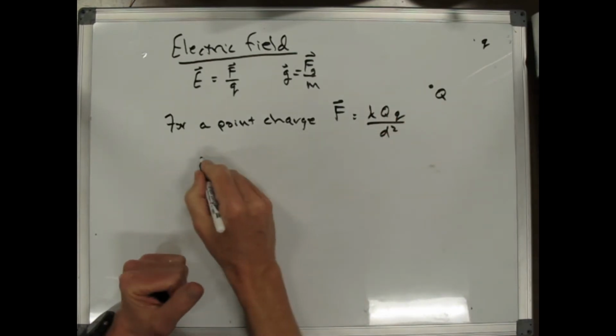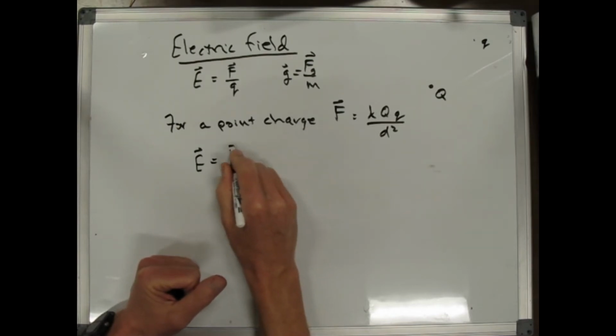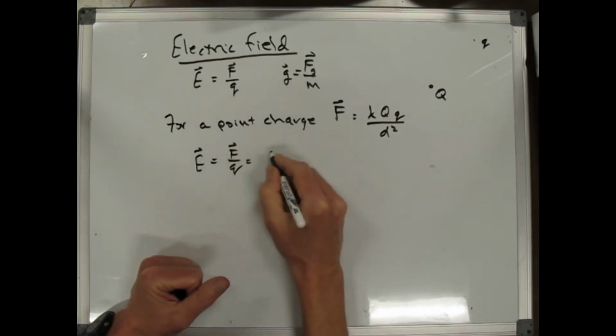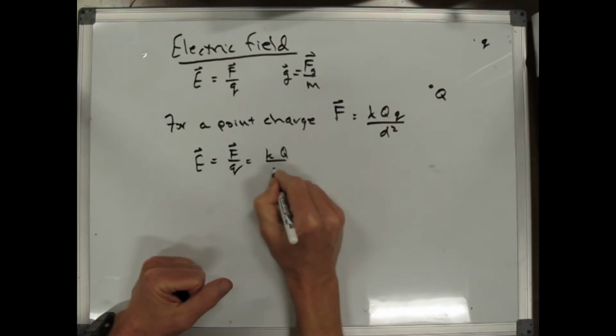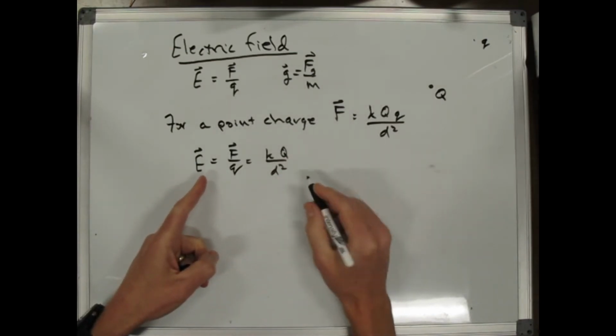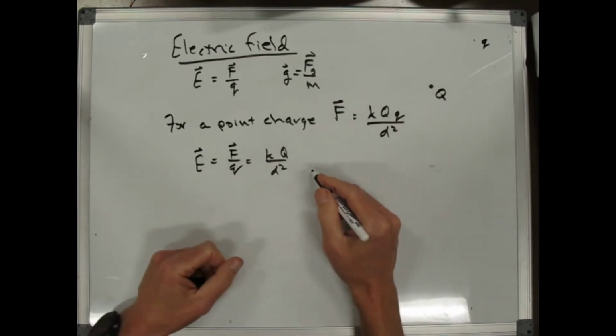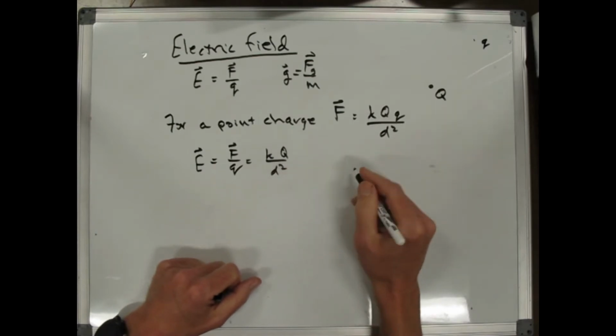And so that means the electric field, which is F over Q, is kQ over d squared. And if you remember, this points toward or away from the charges depending on whether they're attractive or repulsive, so I don't want to neglect the vector, but I'll just set it aside for a second.